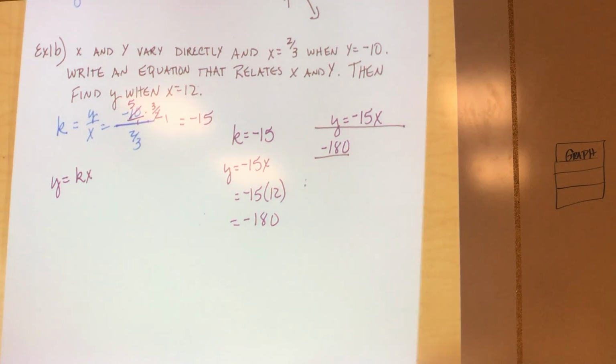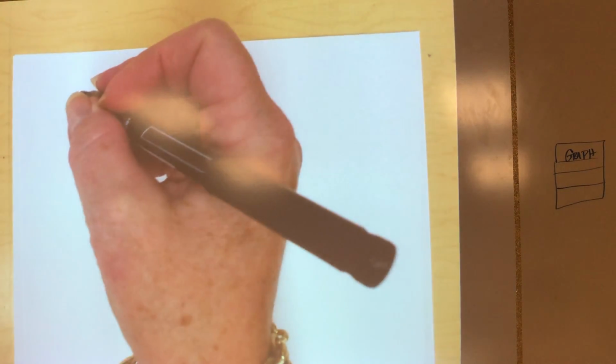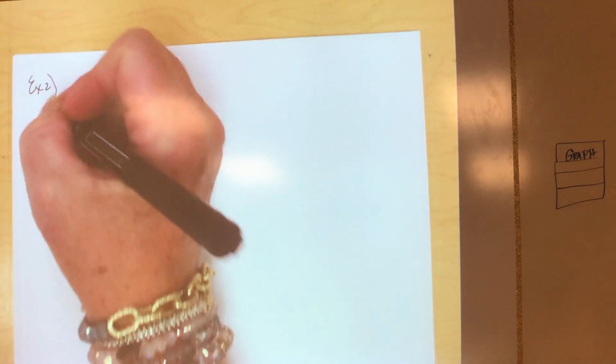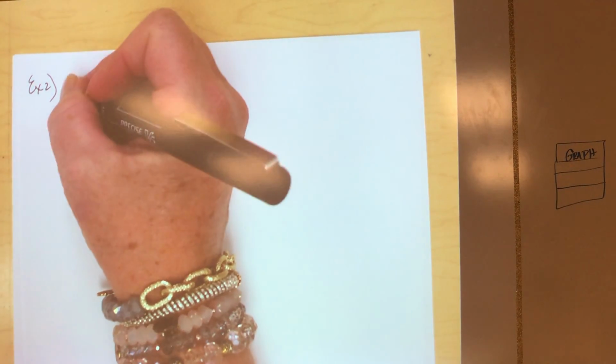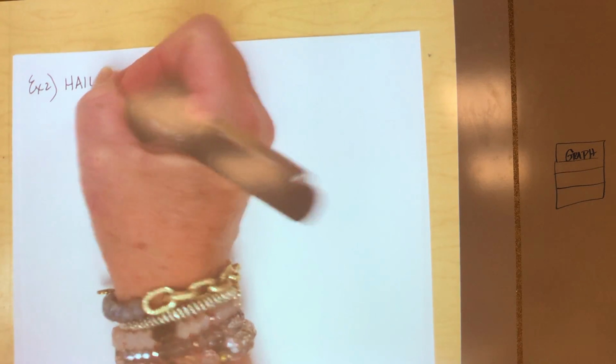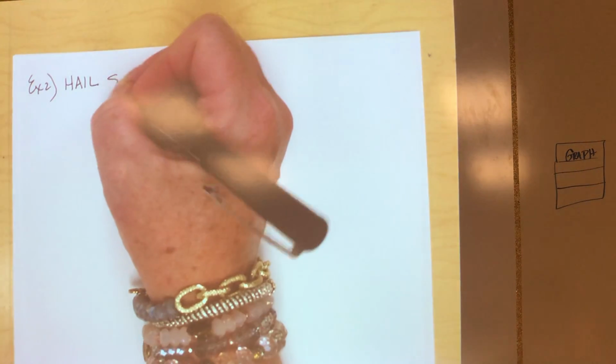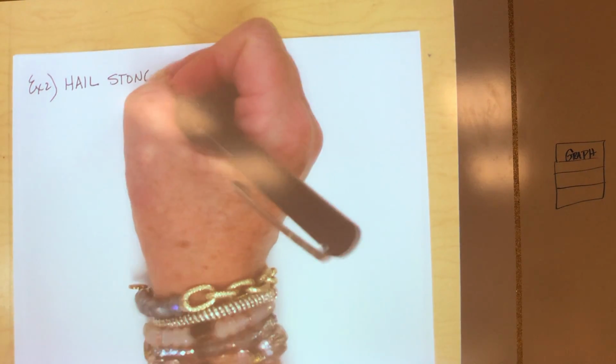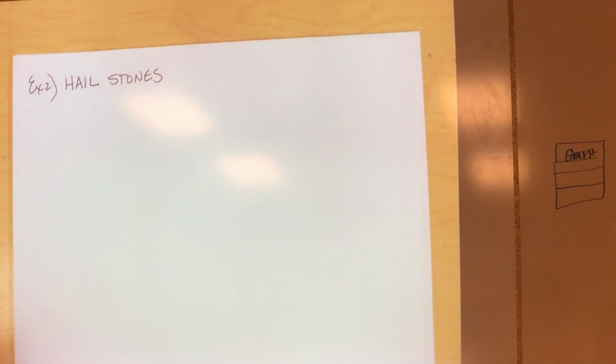Okay. So now let's do 2 real life problems. So the first one is example 2. We're going to talk about hail. Hailstones. Not the very hot place that you don't want to go. All right, we're going to talk about hailstones.